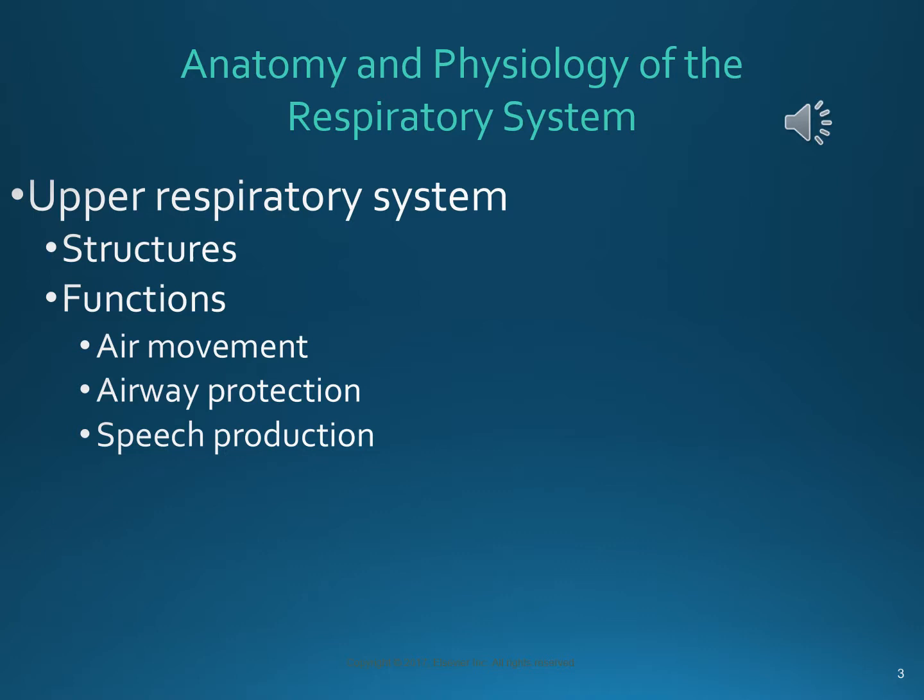Let's start out by looking at the upper respiratory system. We'll look at its structures and the functions of each of these structures. The basic functions of the upper respiratory system include air movement, airway protection, and speech production. There is a good picture of the upper airway structures in your book, and we will also look at pictures of these structures on the following slides.